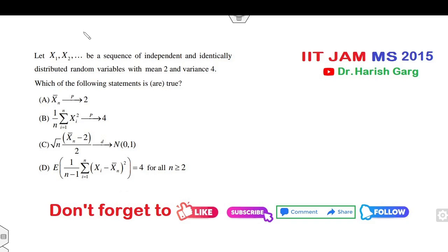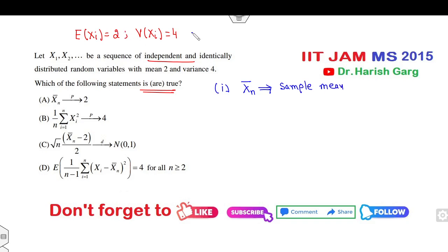Look at this another one. Xi's are IID with mean 2, variance 4. Which of the following statements is or are correct? Very simple. Look at the first part. I will tell you 2 different methods. What is the meaning of xn bar? This is my sample mean. And remember students, these are the population mean and the population variance, because the sequences are infinite.